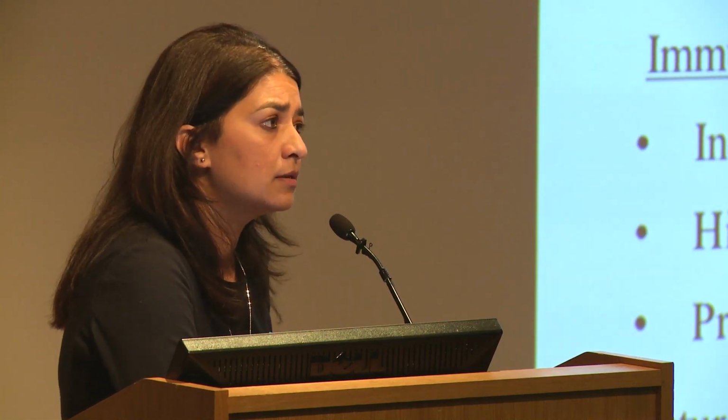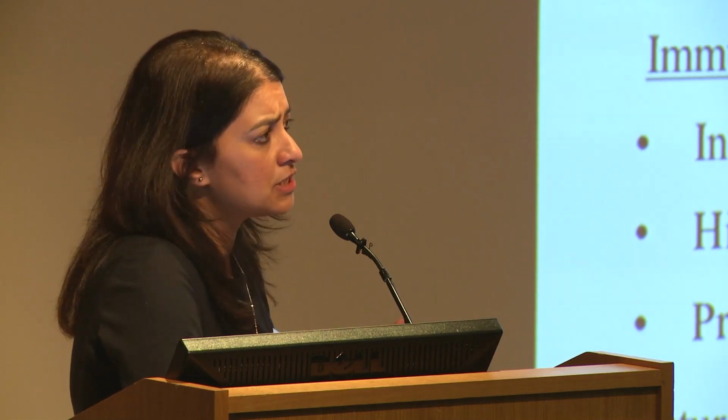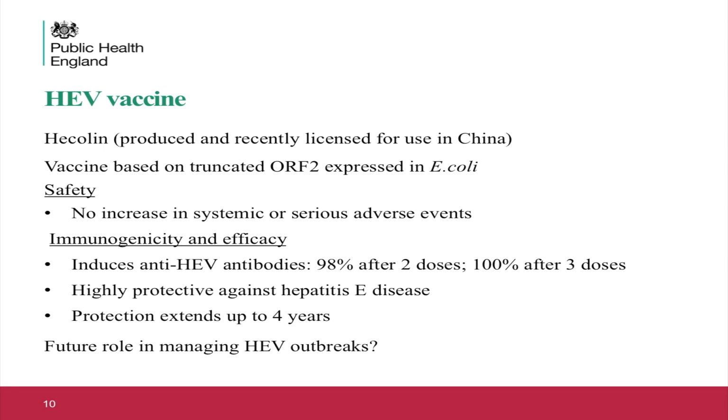There's been a lot of work done on this vaccine. The safety looks very good, and the immunogenicity and efficacy data is also very good. The vaccine recommends 3 doses, but the investigators actually show that if you have 2 doses, you do get a good antibody response in 98% of individuals. It's highly protective against hepatitis E disease. And even though the vaccine's not been around for very long, I think protection has been shown to extend to at least up to 4 years. So there is clearly a tool available now, but I think we will see how this can be used in trying to manage some of these very large outbreaks that occur.